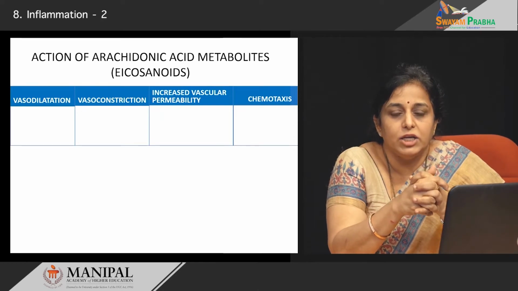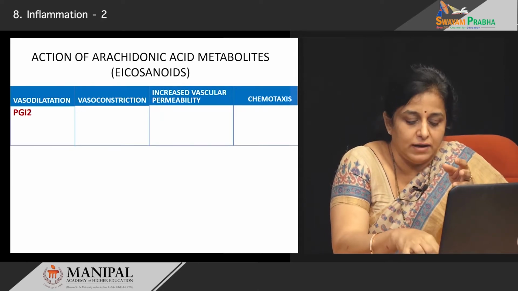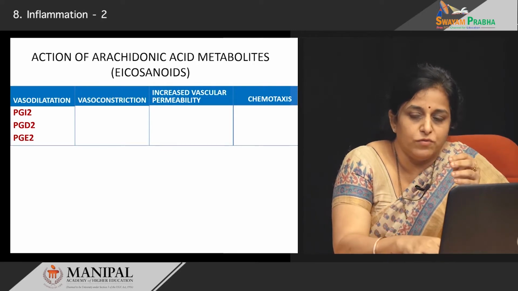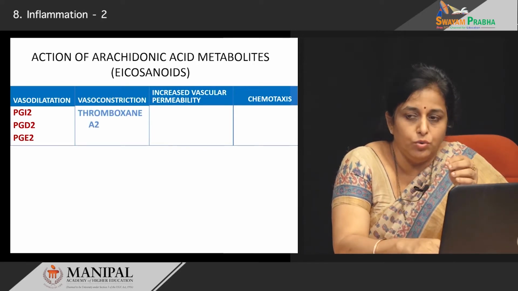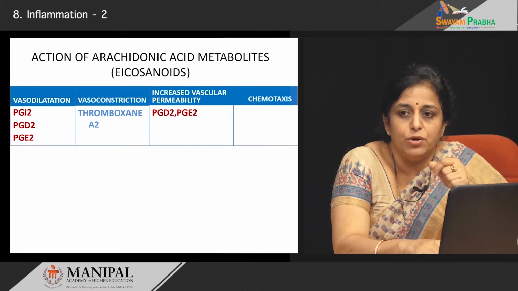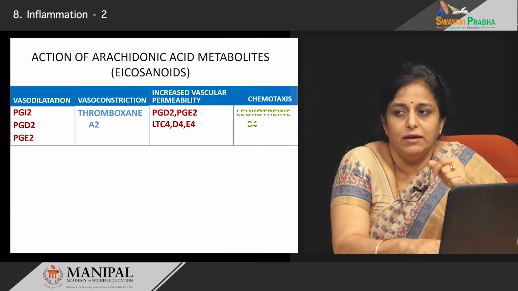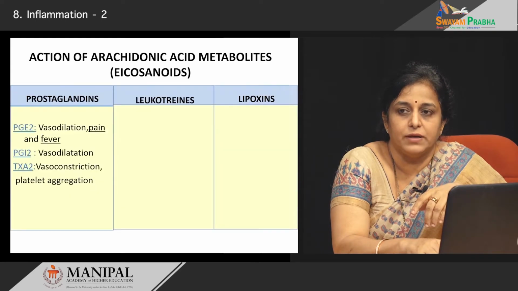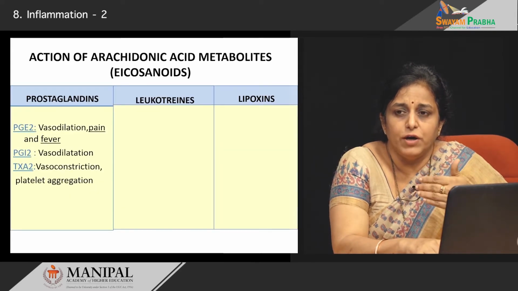So, just to summarize the effects of arachidonic acid metabolites, which are also called eicosanoids, we learned that for vasodilatation, the factors involved are PGI2, D2 and E2. Vasoconstriction is thromboxane A2. Increased vascular permeability is PGD2, E2 and leukotrienes C4, D4 and E4, and chemotaxis is leukotriene B4. So, this is one way of looking at it.